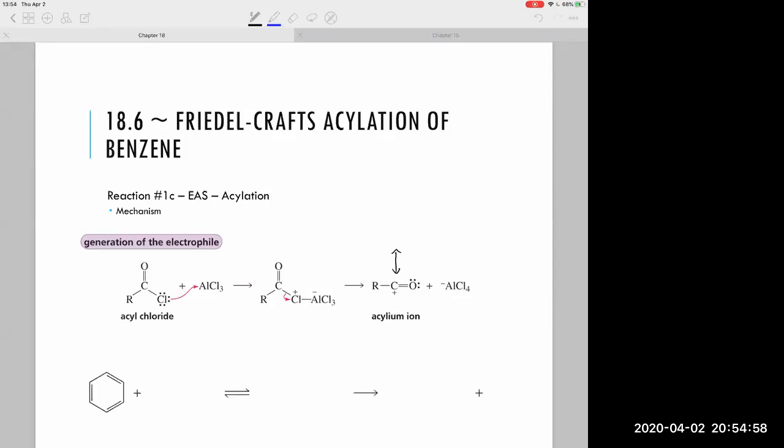So since a big part of this chapter is resonance structures, everybody give me the other resonance structure that you would expect for the acylium ion. And again, this is how it keeps that positive charge localized in that position instead of bouncing around to other carbons. There are no hydride shifts with an acylium ion.